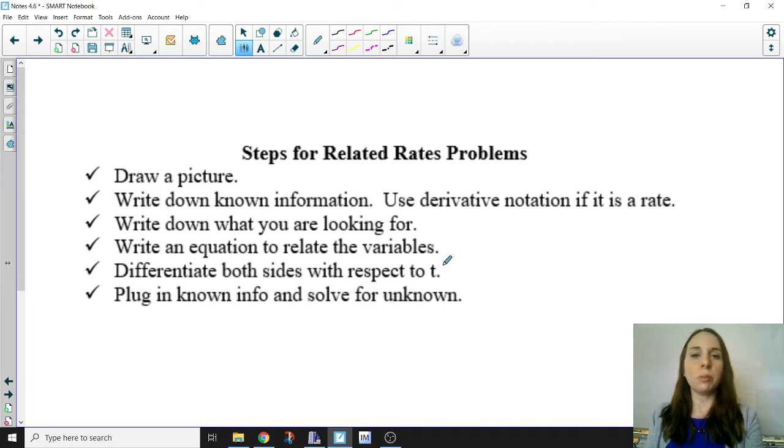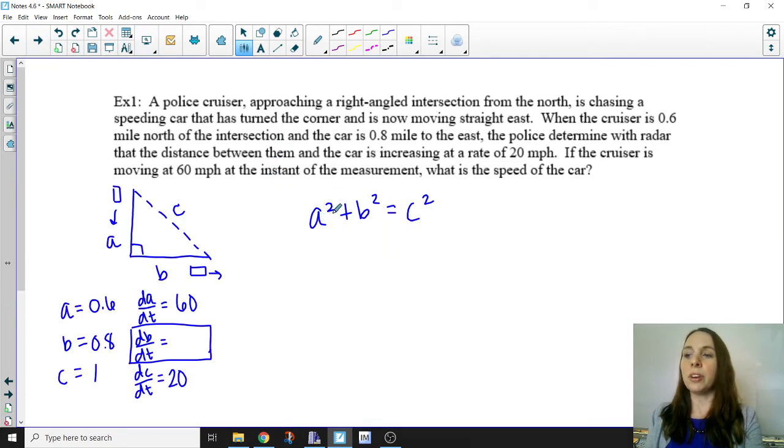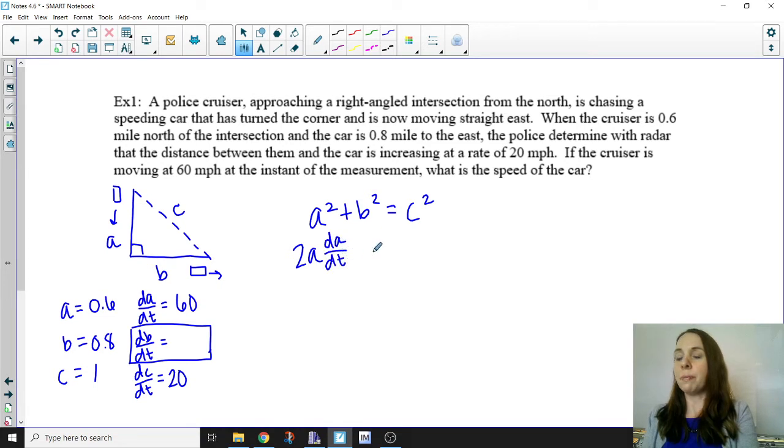Differentiate both sides with respect to t. Okay, differentiate means take a derivative, right? With respect to t just means if you are taking a derivative of a variable that is not t specifically, you need to use implicit differentiation and multiply by the d whatever dt for that variable. So it's like this. The derivative of a squared is 2a. That's power rule. But we need to multiply by dA over dt. Plus, the derivative of b squared is 2b dB over dt. And finally, the derivative of c squared is 2c dC over dt.